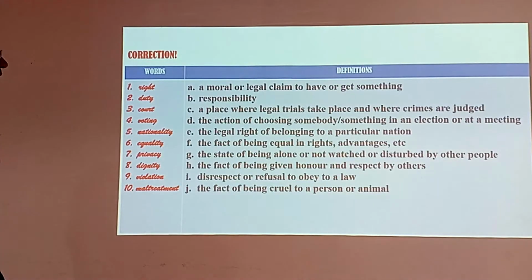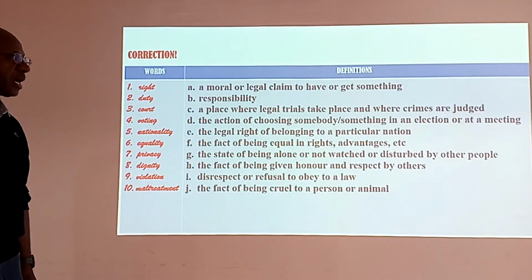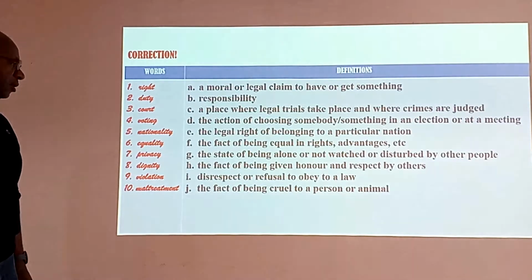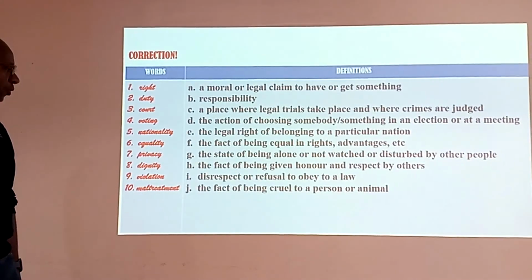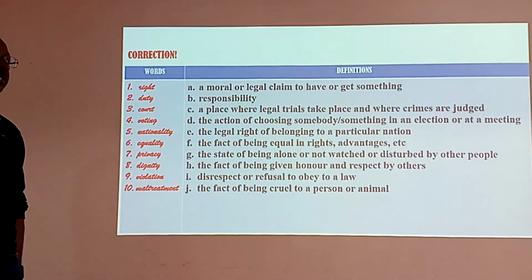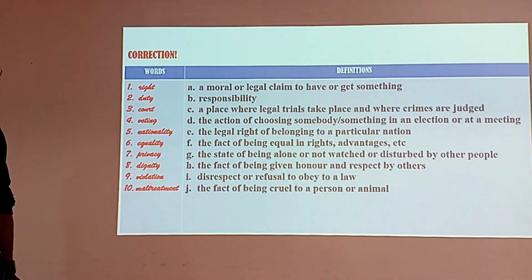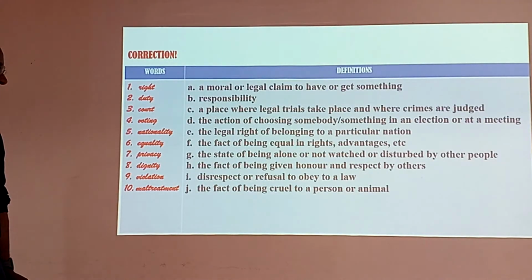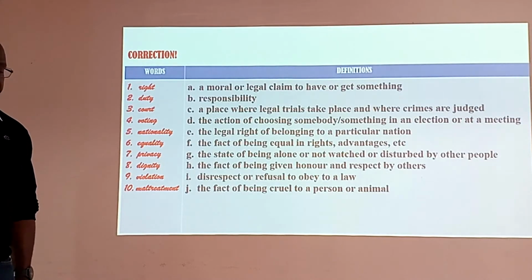Now in this table, you have the correction. So number 1, right is a moral or legal claim to have or get something. Duty means responsibility. 3, court is a place where legal trials take place and where crimes are judged. Go to 4, voting. Voting is the action of choosing somebody or something in an election or at a meeting. 5, nationality. Nationality is the legal right of belonging to a particular nation. 6, equality. Equality is the fact of being equal in rights, advantages, etc.